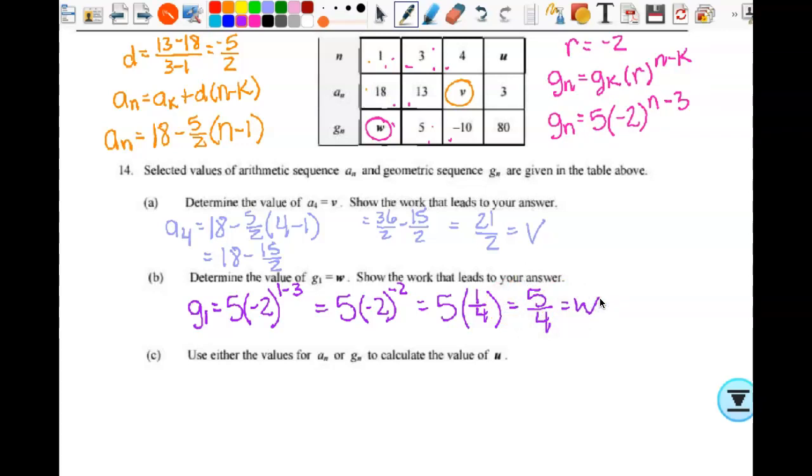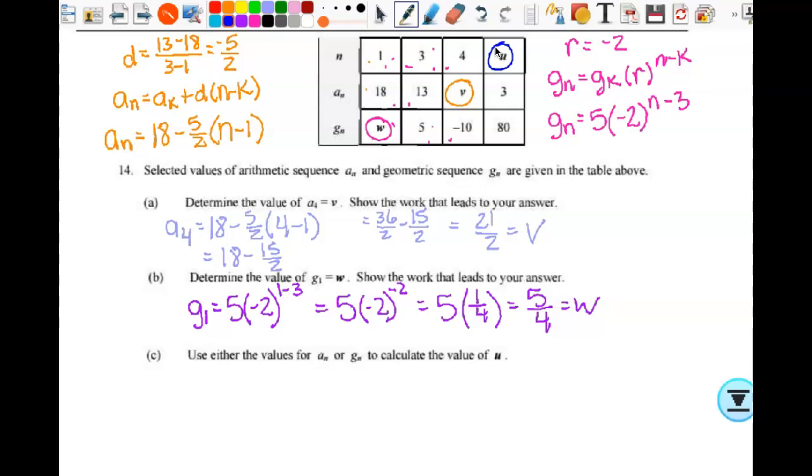All right. Then it says use either values for A sub n or G sub n to calculate the value of U. All right, so now I'm looking for U here. Well, let's see. Let me just do it both ways, and then you can decide how you want to do it. So U is the n, basically.